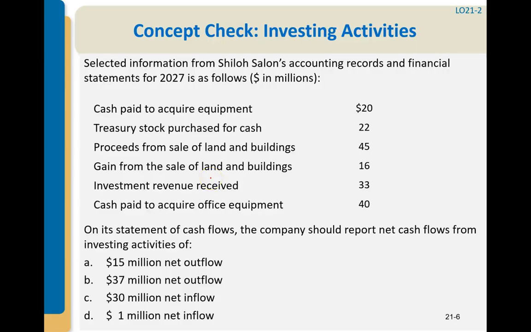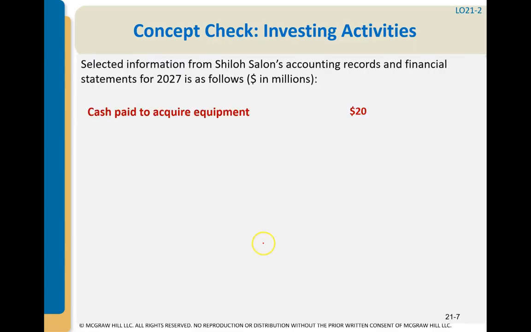Let's take a concept check. Selected information from Shiloh's accounting records and financial statements for 2027 is as follows. Okay, so we're given a list of transactions. And the question is, on its statement of cash flows, the company should report net cash flows from investing activity of what? So we have to determine which of these transactions involve a part of the investing activity section, and how we account for those.